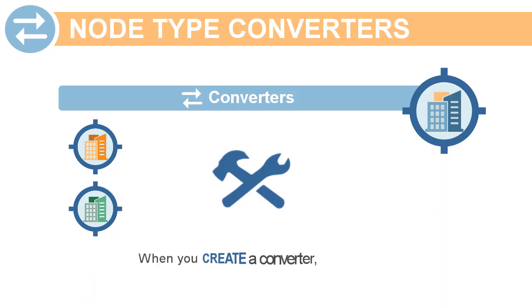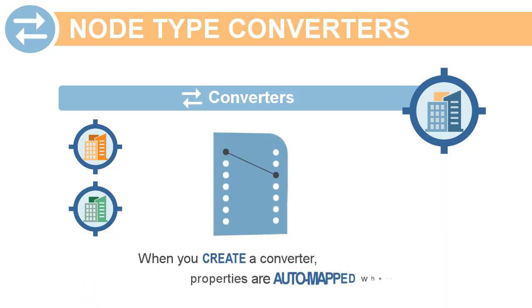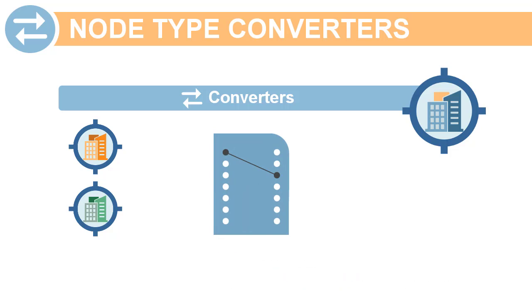When you create a node type converter, the source and target properties are auto-mapped for you where possible. You can then modify those auto-mappings or manually map other properties as desired.